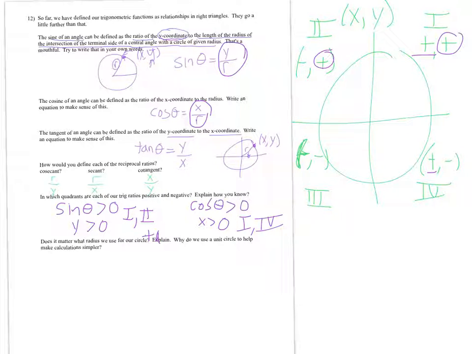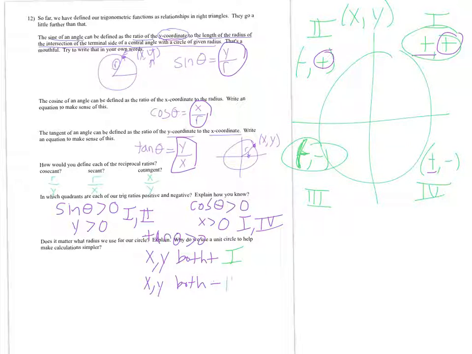Tangent of an angle is greater than 0 when y divided by x is positive. That only happens if x and y are both positive or x and y are both negative. The only way to get a positive number when dividing is if either both are positive or both are negative. Well, in quadrant 1, they're both positive. And in quadrant 3, they're both negative.